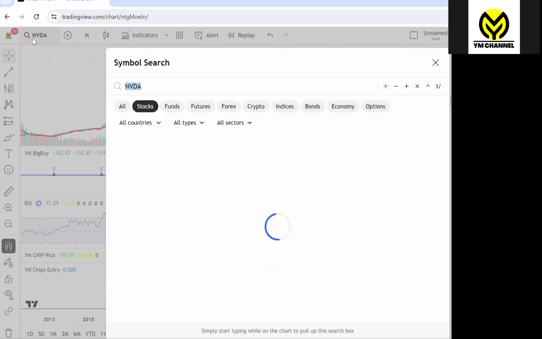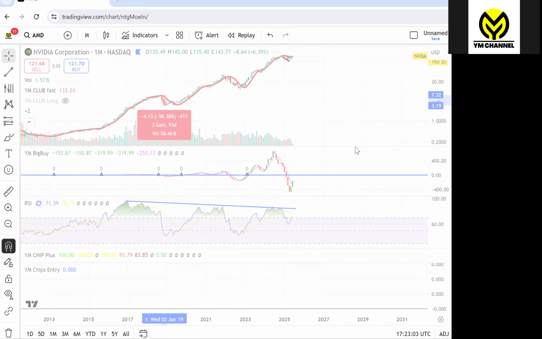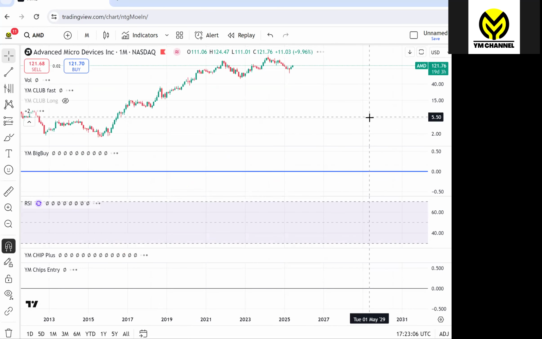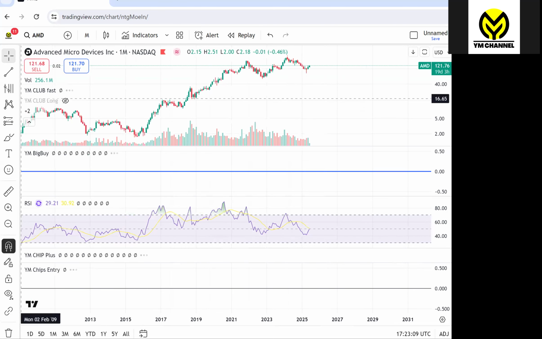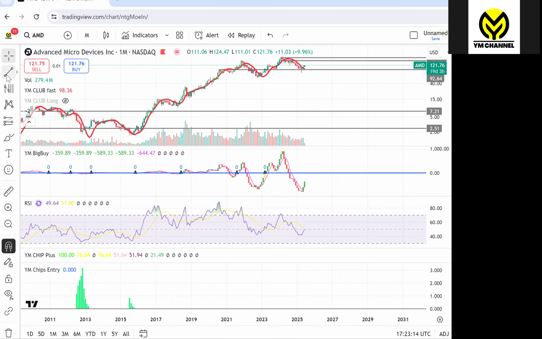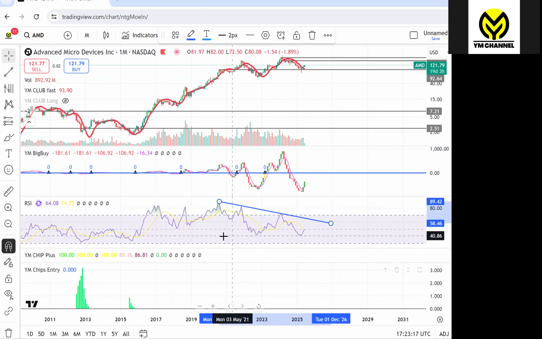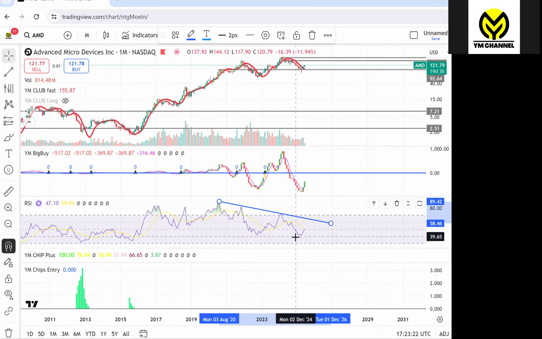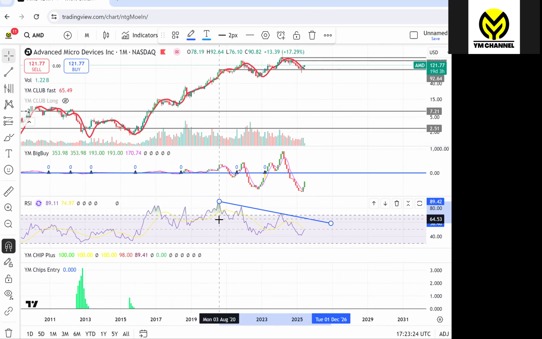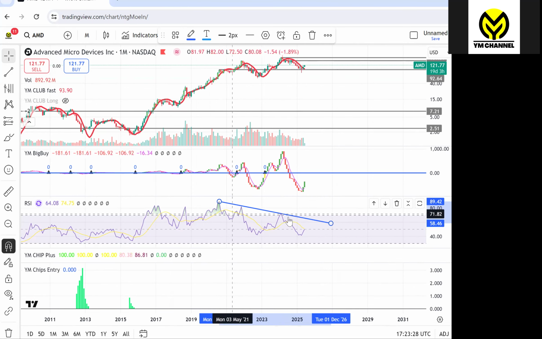Another thing, how about AMD? Do we have something like this? I want to check the AMD. Do we have something like this here? You see? So the AMD divergence basically starts from 2020 until now. It's pretty a big divergence.